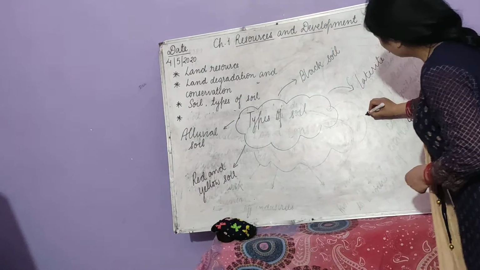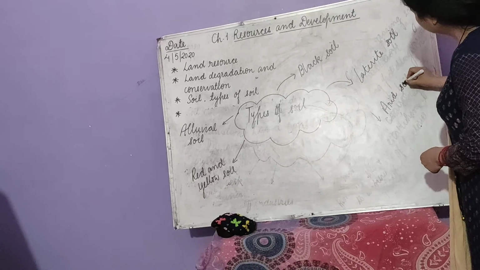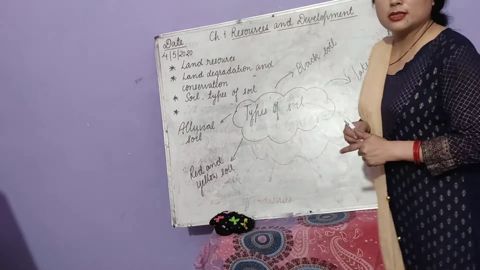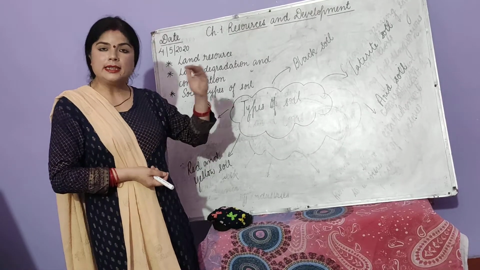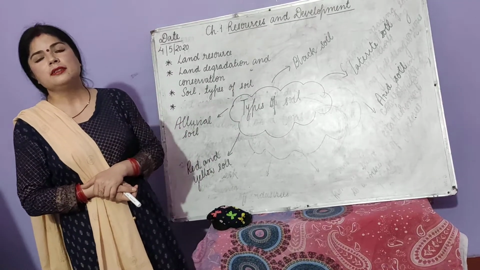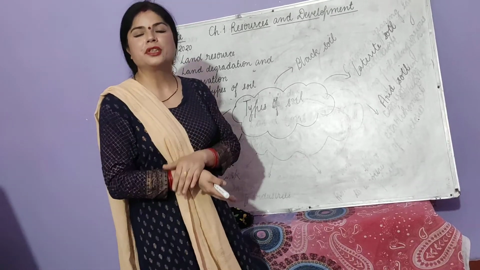Now, next is arid soil. This soil is in the form of sand, we can say, and this soil especially we find in Rajasthan, where you can find bushy vegetation.